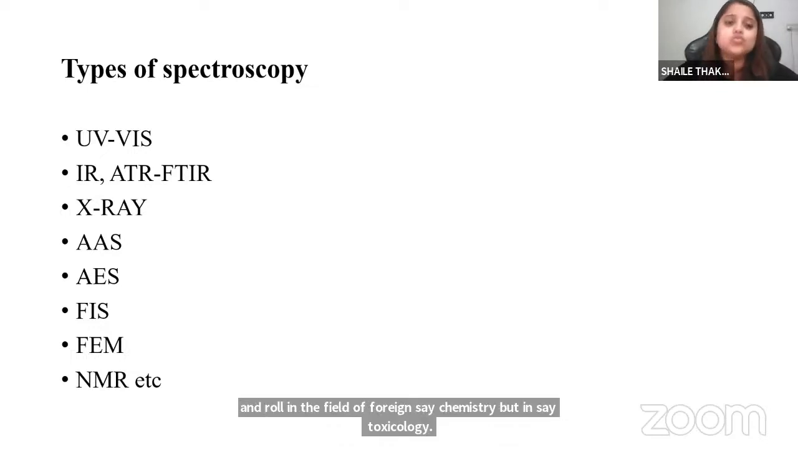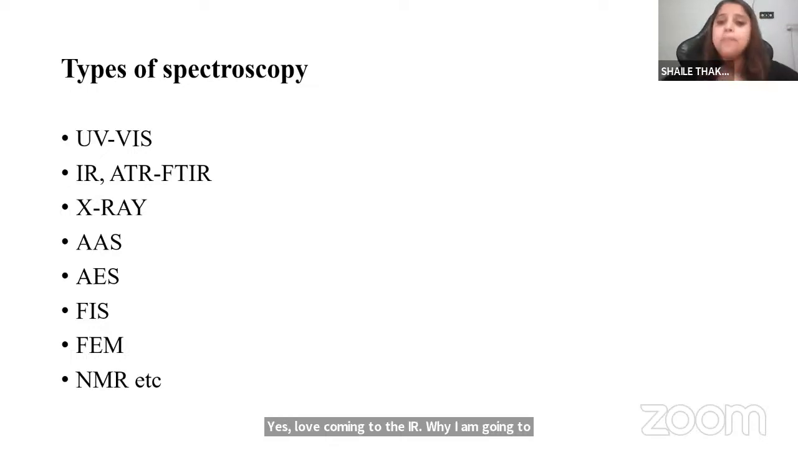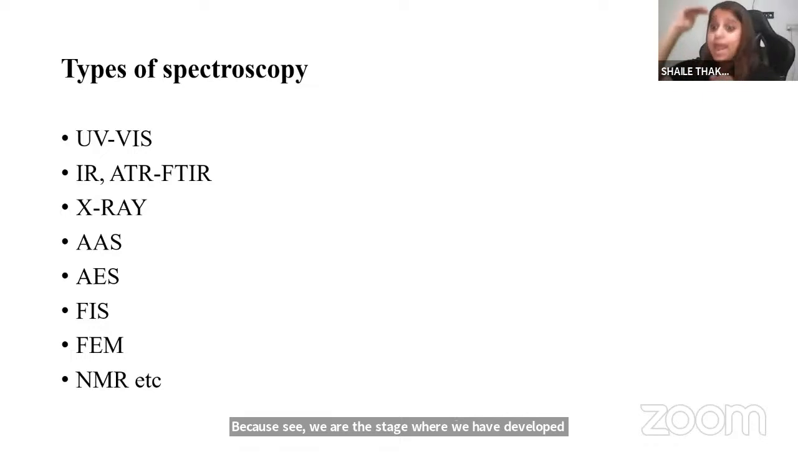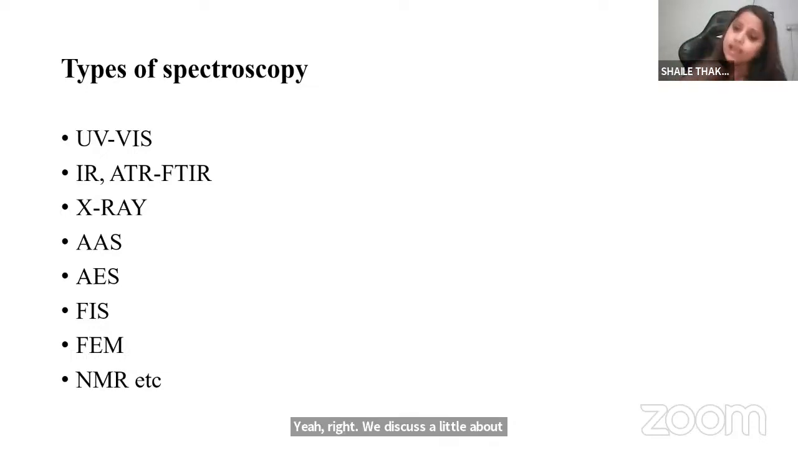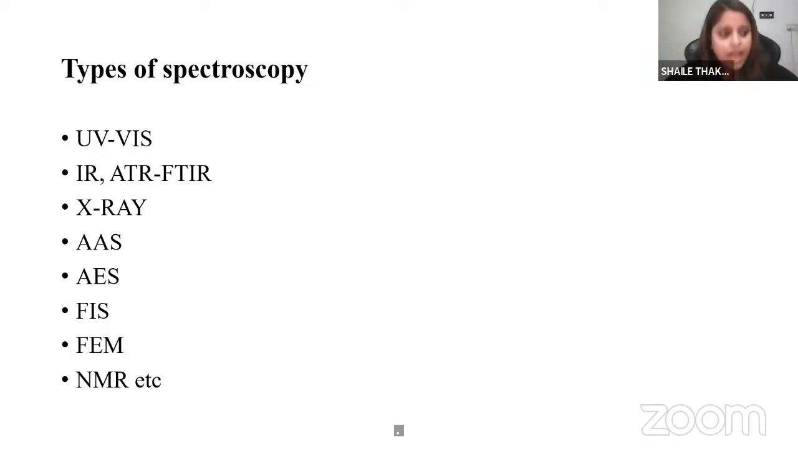Okay, now coming to the IR. Why am I going to focus a little bit on IR? Because see, we are at the stage where we have developed from basic IR to advanced IR. So in advanced IR, we are having two types: one is FTIR and another one is ATR FTIR, right? So we will discuss a little about IR, then we will move to FTIR, and after that ATR plus FTIR.